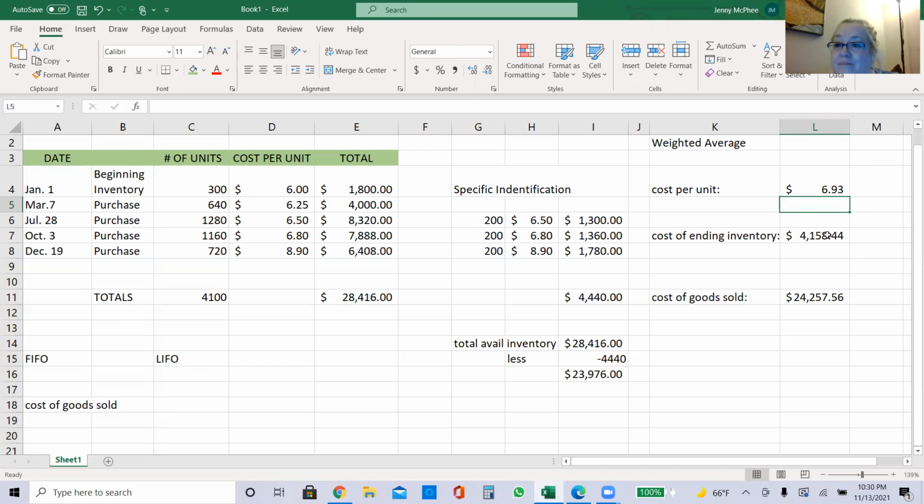There's 600 of them, which you can see over here. There's the calculation, 600 times the 693. So that's how much they cost. And once again, we take our total inventory that we started with, that we have through the course of the year, so all our purchases and beginning inventory. Then we subtract out the cost of the ending inventory, and we're left with cost of goods sold. So these are our two numbers again.